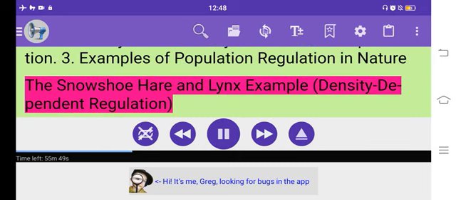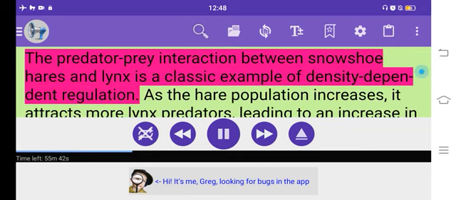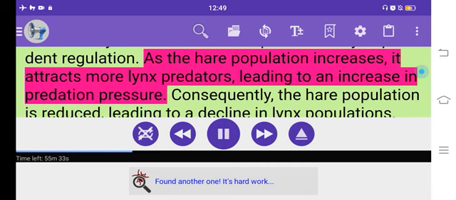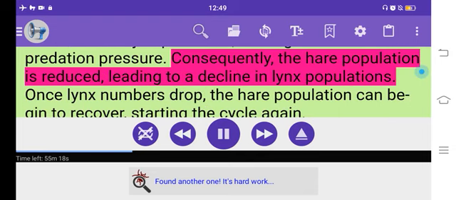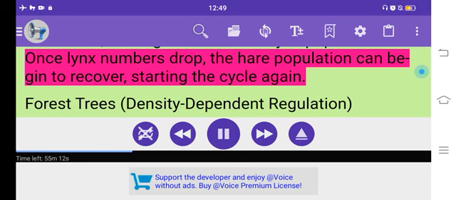The snowshoe hare and lynx example, density-dependent regulation. The predator-prey interaction between snowshoe hares and lynx is a classic example of density-dependent regulation. As the hare population increases, it attracts more lynx predators, leading to an increase in predation pressure. Consequently, the hare population is reduced, leading to a decline in lynx populations. Once lynx numbers drop, the hare population can begin to recover, starting the cycle again.